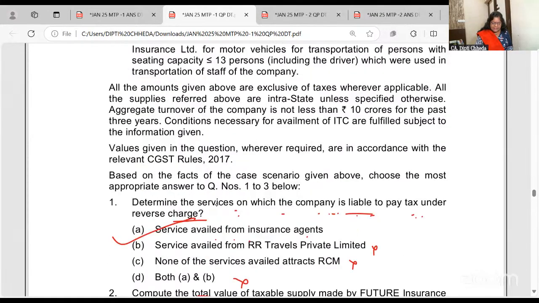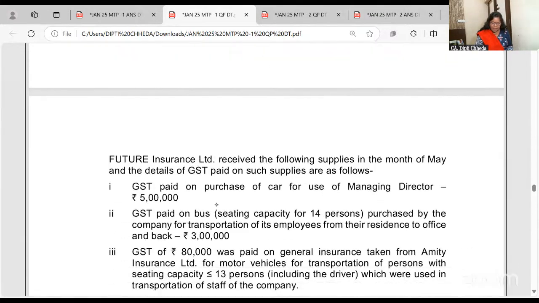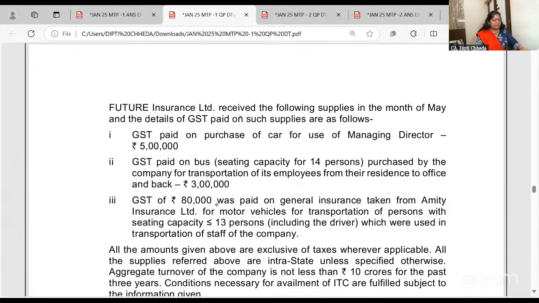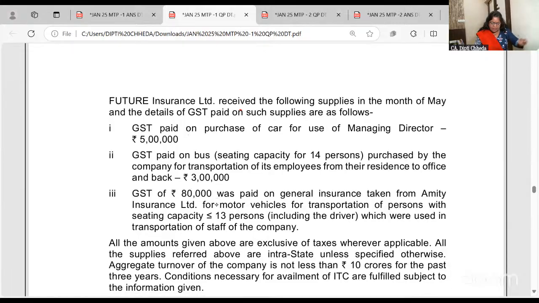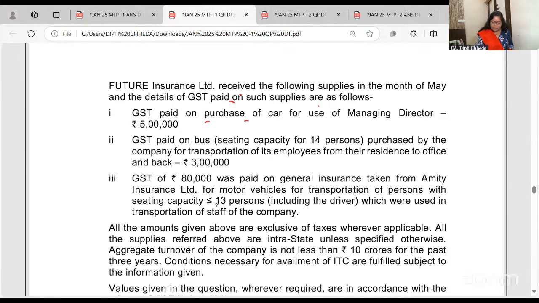Now ITC किस पे मिलेगा? Future insurance received the following supplies in the month of May. GST they have paid on purchase of the car. It's personal, blocked credit, not allowed. GST on a bus with sitting capacity 14%, above 13 it is, purchased by the company for transport of employees from residence to office. So if the bus capacity is above 13 members, it is allowed.